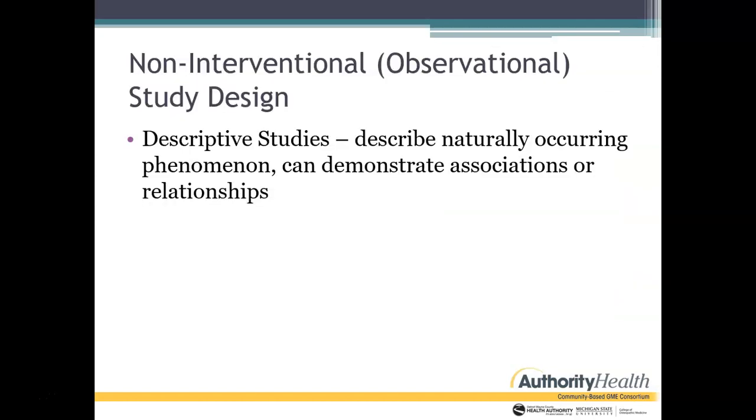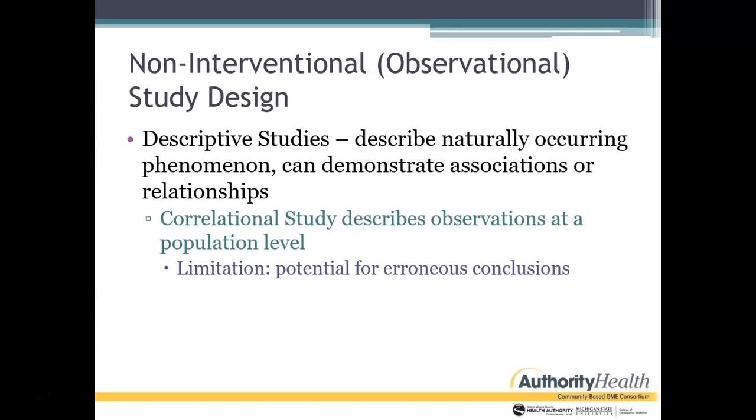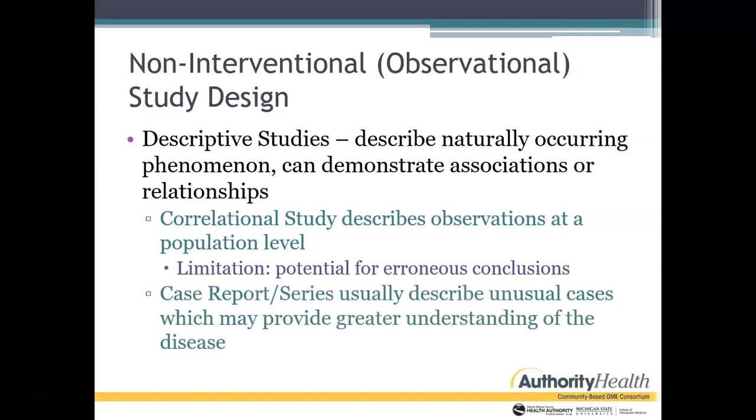First, the non-interventional or observational study design. These are descriptive studies. They describe naturally occurring phenomena. They also can demonstrate associations or relationships. Like I said in the previous slide, the correlational study describes observations at a population level. One limitation of this is there is potential for erroneous conclusions. Case report and series, they usually describe unusual cases, which may provide a greater understanding of the disease. So there's a lot of value in our case report and case series.